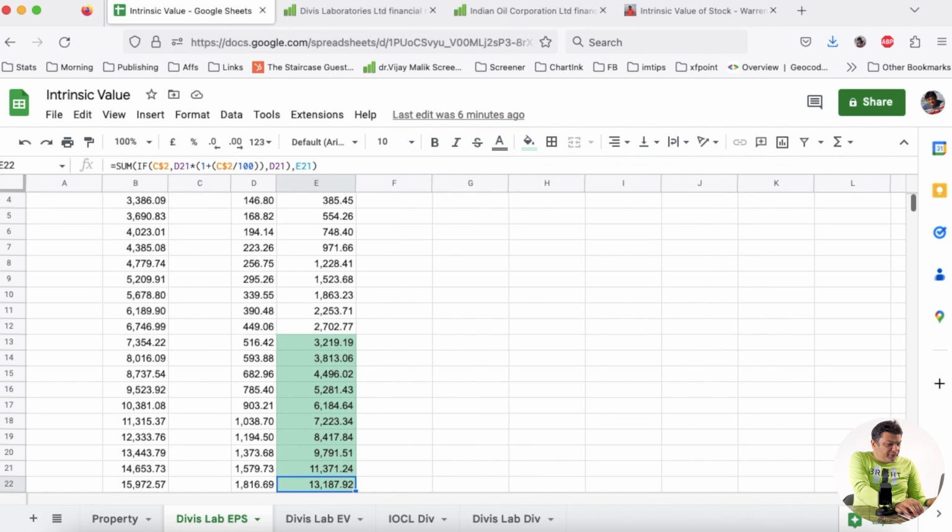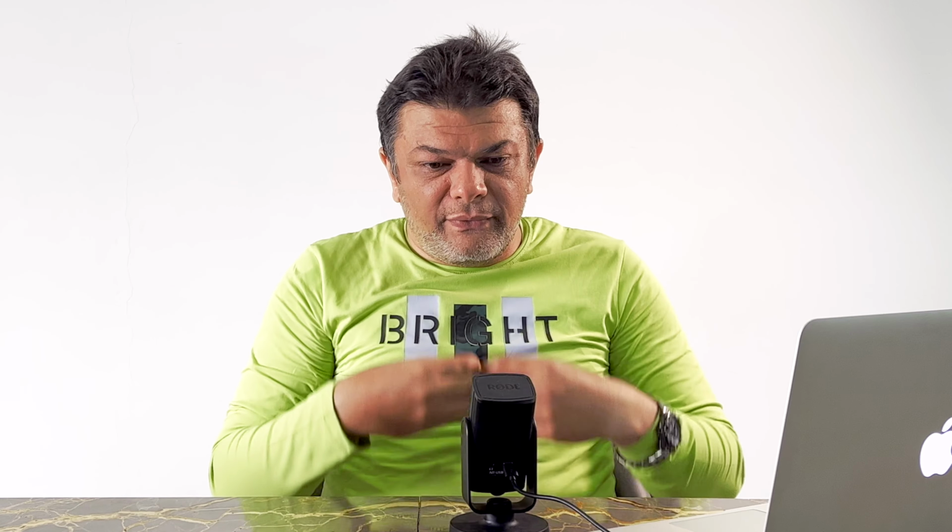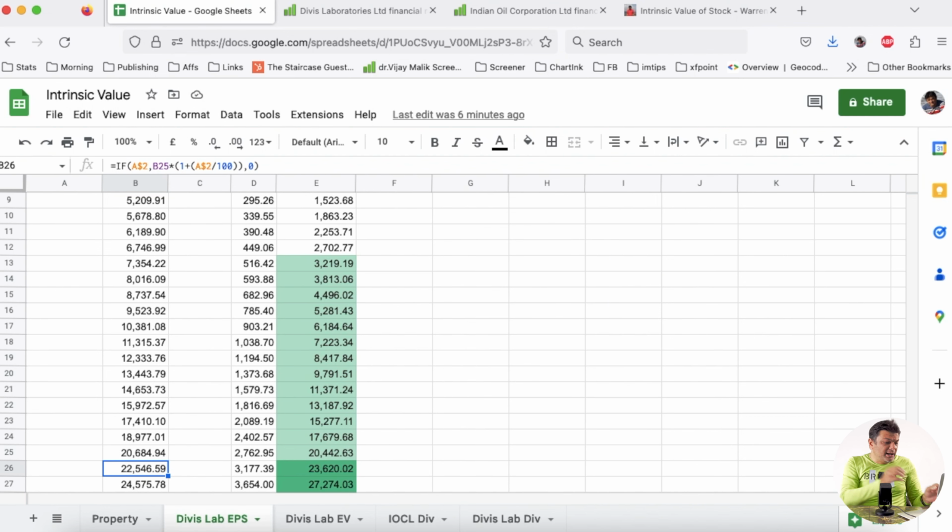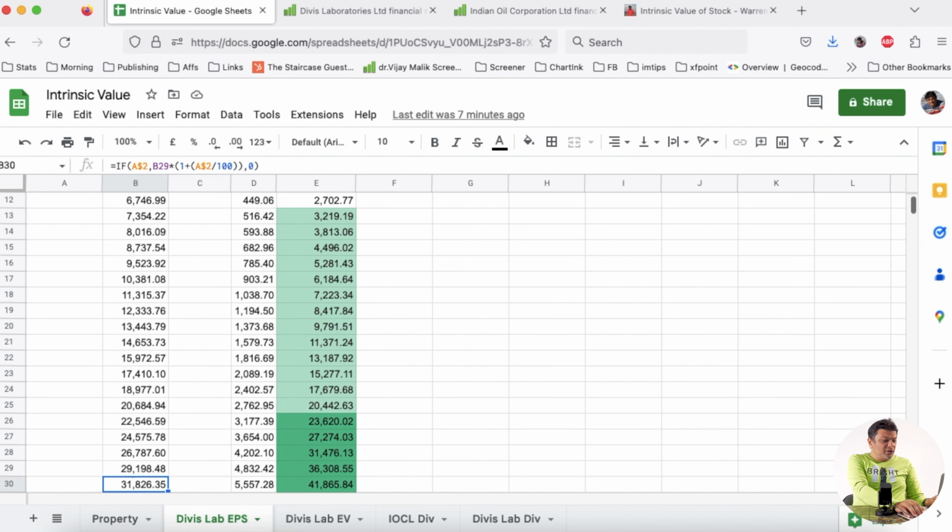Now after a certain period of time, let's say 26 years, the total amount that 2850 rupees would have generated in a 9% bond, a secured way, would have been 22,546 rupees, but the total cash that the business would have been able to generate is more than that. It would become 23,620, and slowly but surely the intrinsic value is much more than the 9% bond rate. The reason this happens is because the cash that the business is generating is at a 15% rate and the bond rate is 9%.